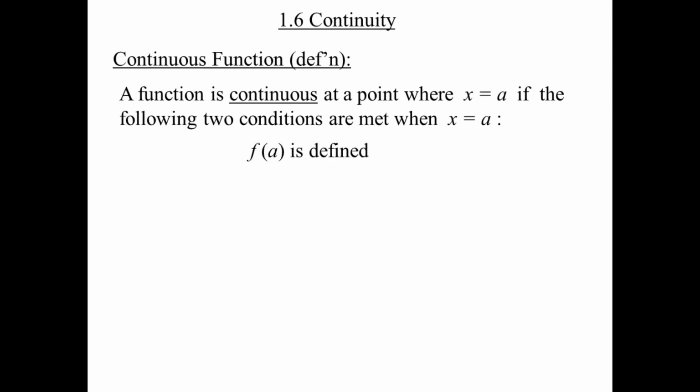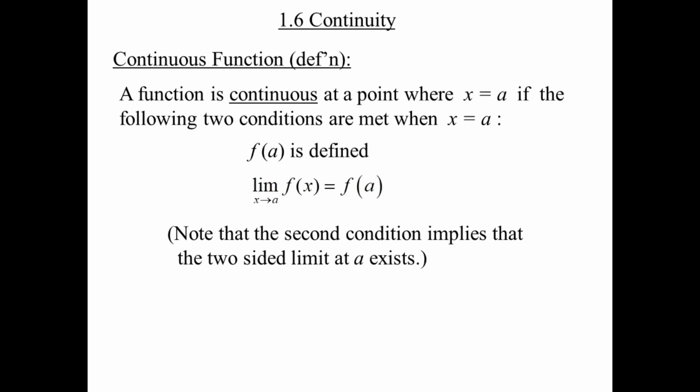F of a is defined. In other words, a is part of the domain. And the limit as x approaches a of f of x is equal to this f of a. And so this implies that the two-sided limit at a exists. So the limit from the left is equal to the limit from the right.